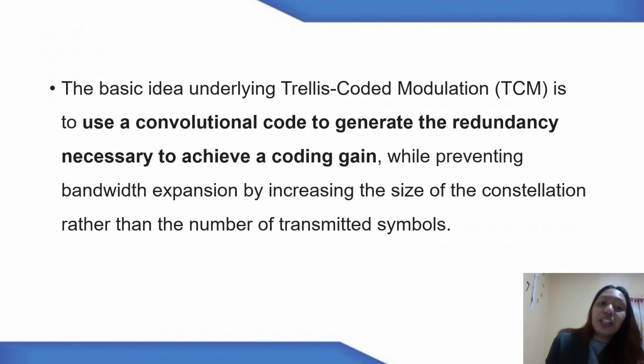The basic underlying idea of trellis-coded modulation is to use convolutional code to generate the redundancy necessary to achieve a coding gain, while preventing bandwidth expansion by increasing the size of the constellation rather than the number of transmitted symbols.